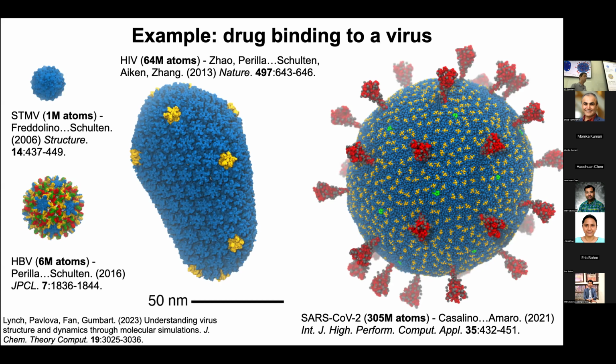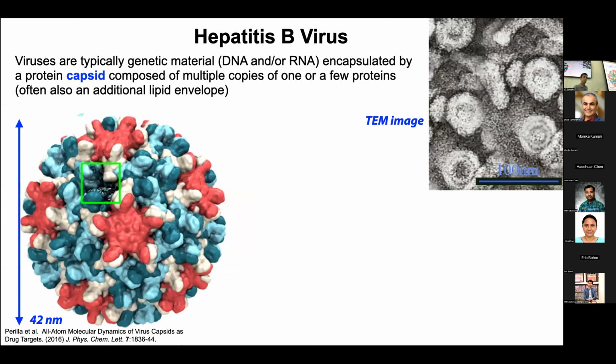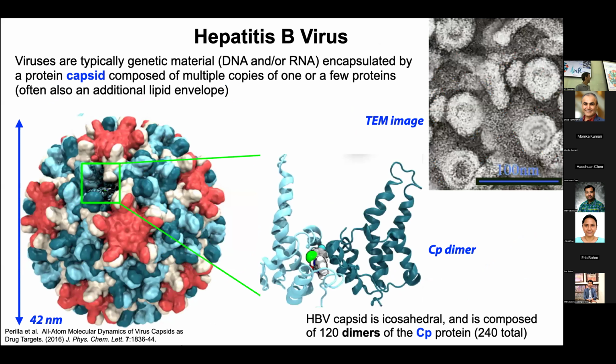Okay. So you can do simulations of viruses, focusing on hepatitis B in particular. Again, a protein shell, in this case composed of 240 copies of the same protein called CP. And we would like to figure out how small molecules can interfere with this protein shell and then ideally break it up or prevent it from forming in the first place.